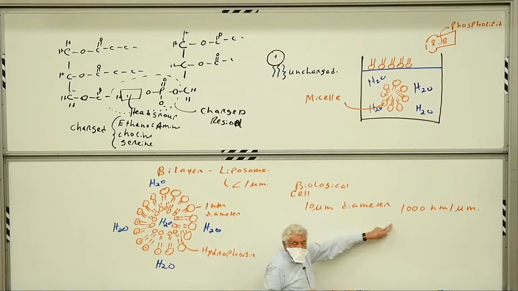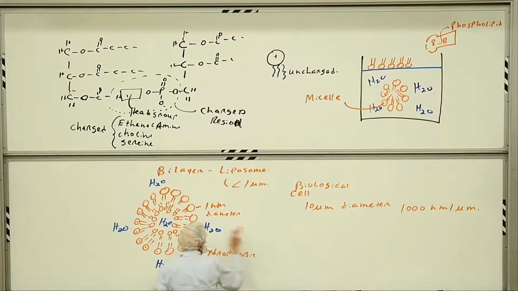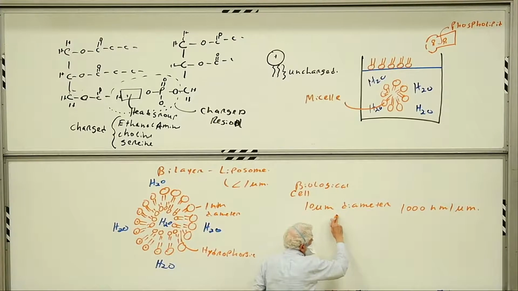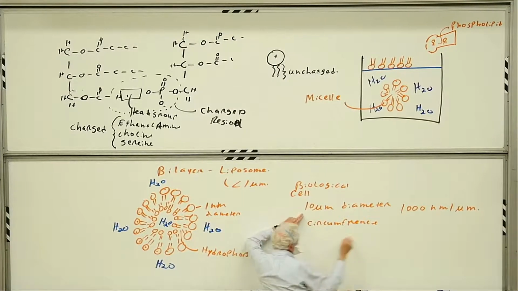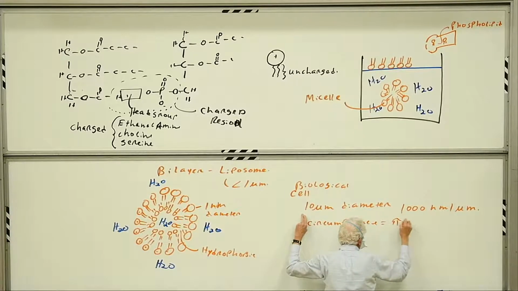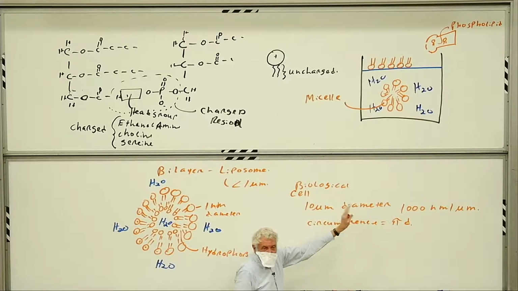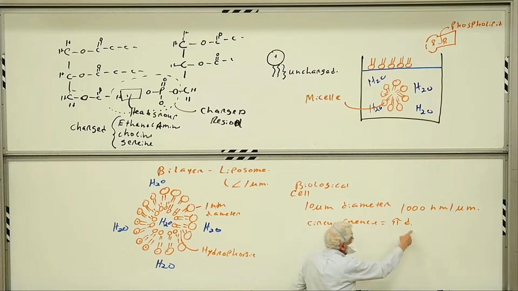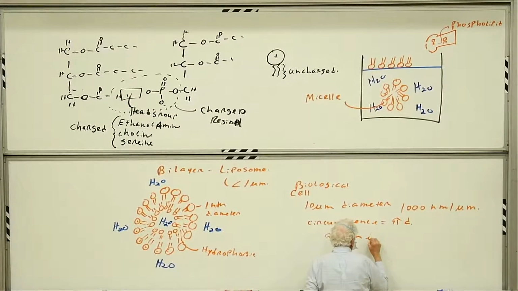A nanometer is a billionth of a meter. I mean, we're getting into really small sizes. But you can imagine if we have a 10 micrometer diameter cell, and we want to know what its circumference is, we can simply say that the circumference is equal to pi times the diameter. Well, round numbers, right? 3.14, fine. But let's say this is 3. The diameter is 10, so that means it's going to be 30 micrometers, more or less, in circumference.